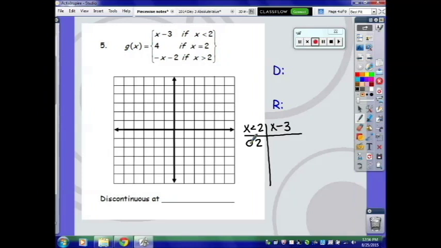Alright, less than 2. So let's get 3 points less than 2. So 1 and 0. Anything less than 2. Alright, plug and chug. So 2 minus 3 is negative 1.